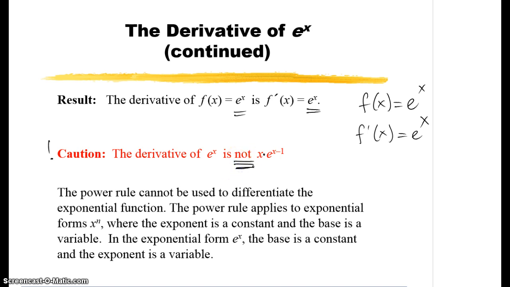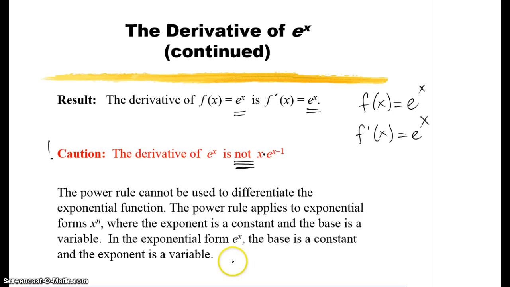Do not make that mistake. That's a very common error for students to try and use the power rule when taking the derivative of an exponential function. But the power rule cannot be used here. The power rule applies only to forms x to the n, where the exponent is a constant and the base is a variable. In fact, we call those power functions, if you remember, right? That's why it's called the power rule.